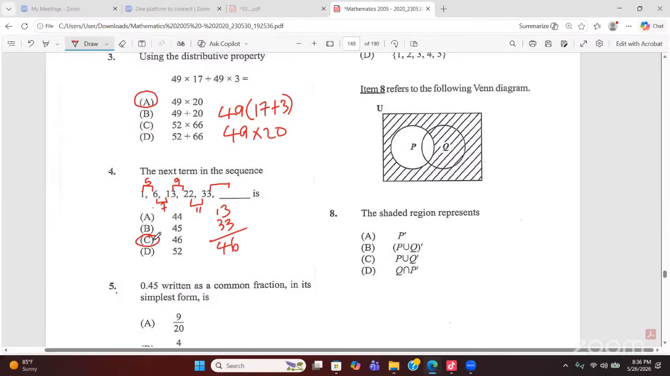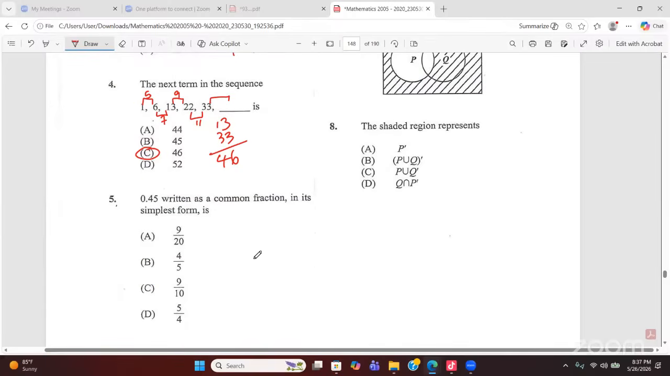So you could see that number 4, my answer is C. Let me see what y'all saying. Y'all saying C on the YouTube. Yes, 46, looking good. Looking good, Alicia, young Mitchell. Big up yourself. All right, I'm kicking it. We are kicking it. All right, let's keep pushing.